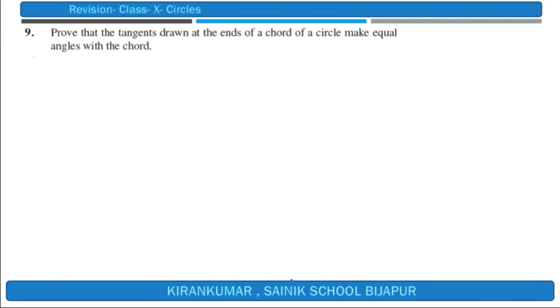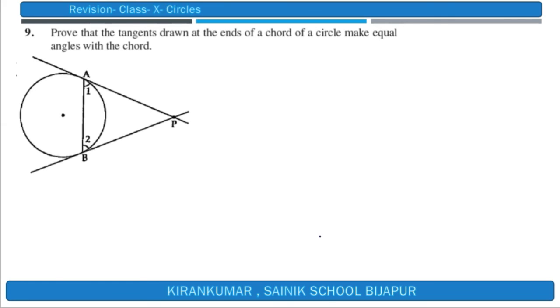Question 9. Prove that the tangents drawn at the ends of a chord of a circle make equal angles with the chord. Look at this figure. We need to prove that angle 2 and angle 1 will become equal. Here, we need to prove that angle PAB equal to angle PBA.